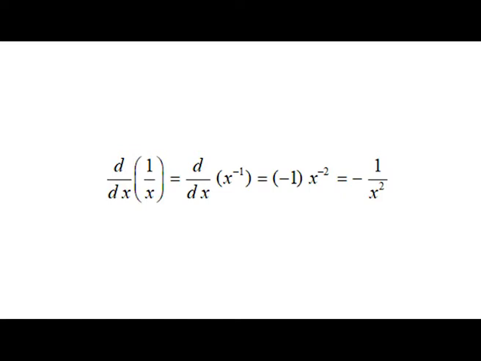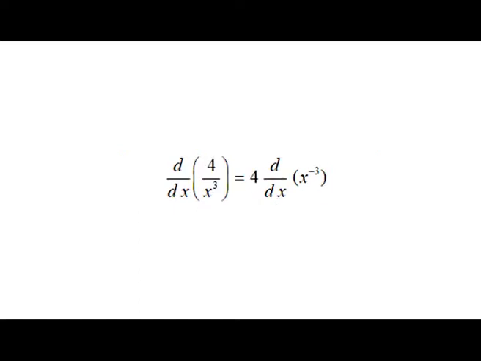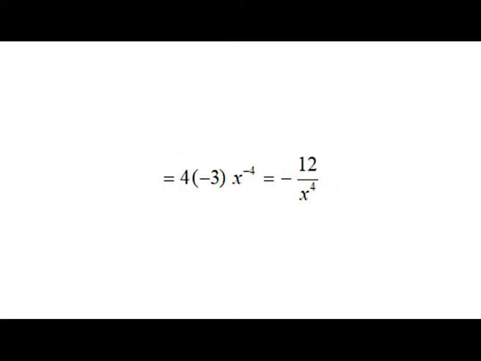For example, d/dx of 1/x is equal to d/dx of x^(-1), which is equal to -1 times x^(-2), which is equal to -1/x². This agrees with the results in the previous session. d/dx of 4/x³ is equal to 4 times d/dx of x^(-3), applying the constant multiple rule, which is equal to 4 times -3x^(-4), which is equal to -12/x⁴.